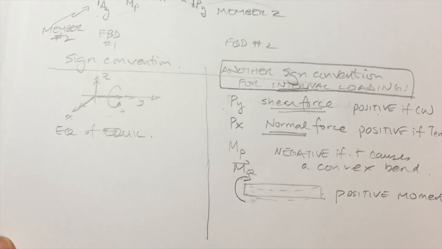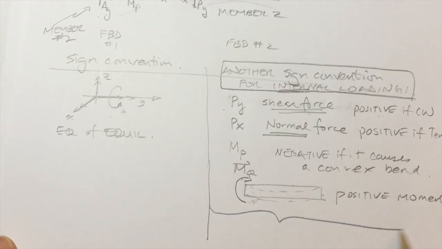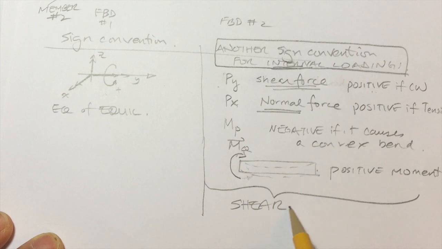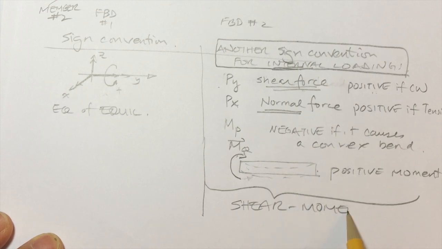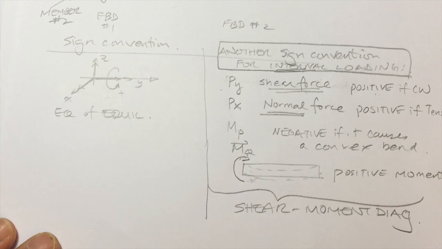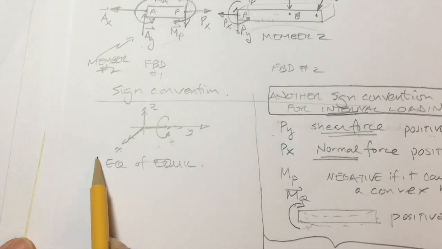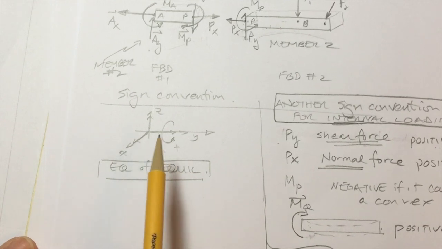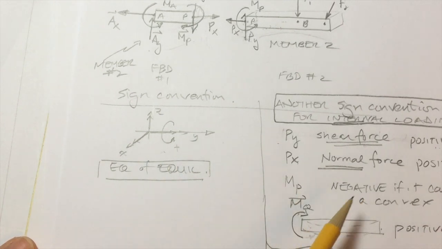It's a little confusing, but I want you to know this sign convention will come into play when we start drawing our shear moment diagram. And this will come up in the next section. For now, whenever you apply your equations of equilibrium, you always want to use this sign convention. Don't pay attention to that when you're doing your equations of equilibrium.